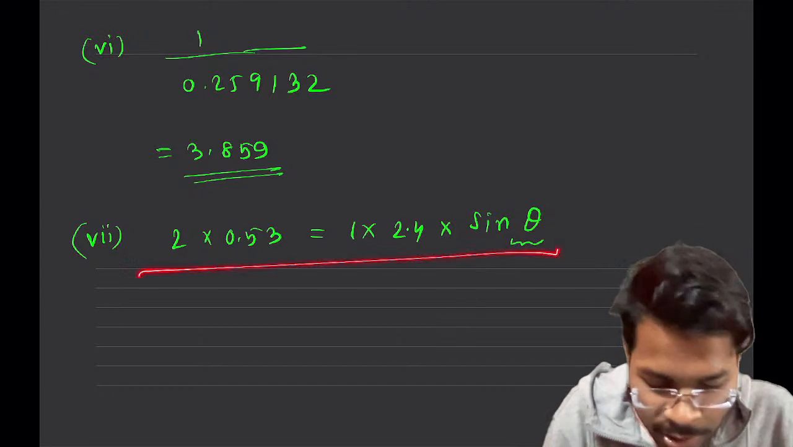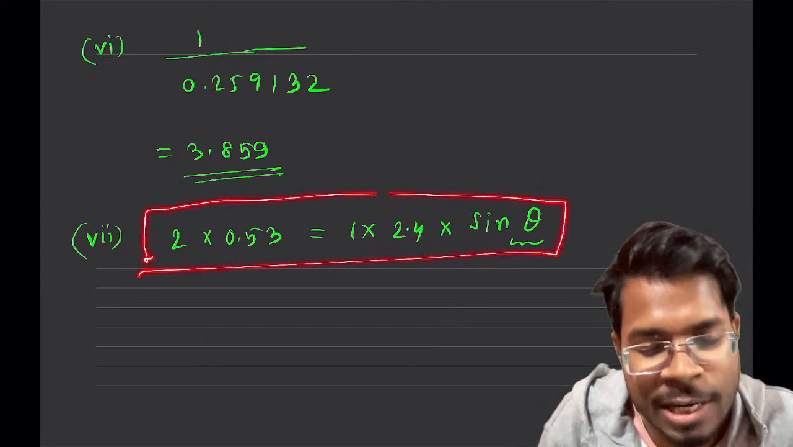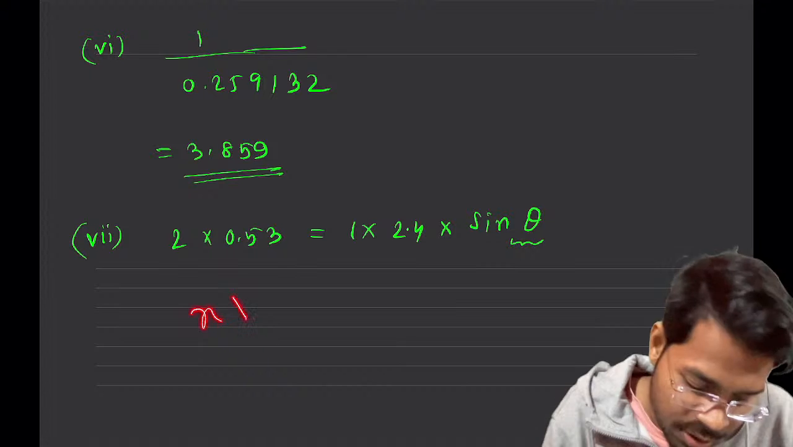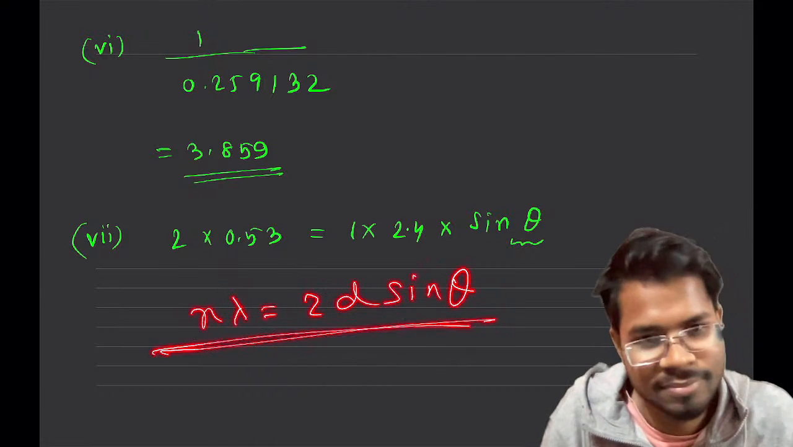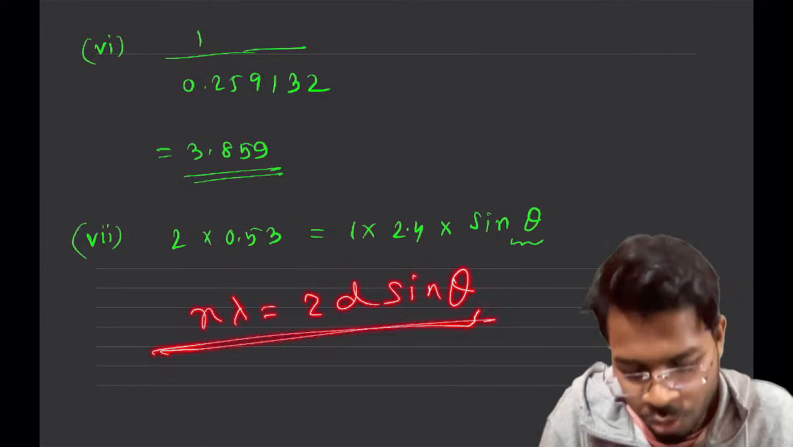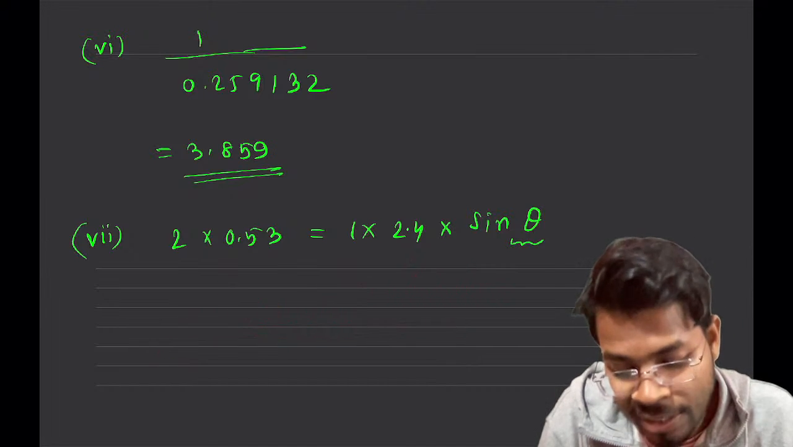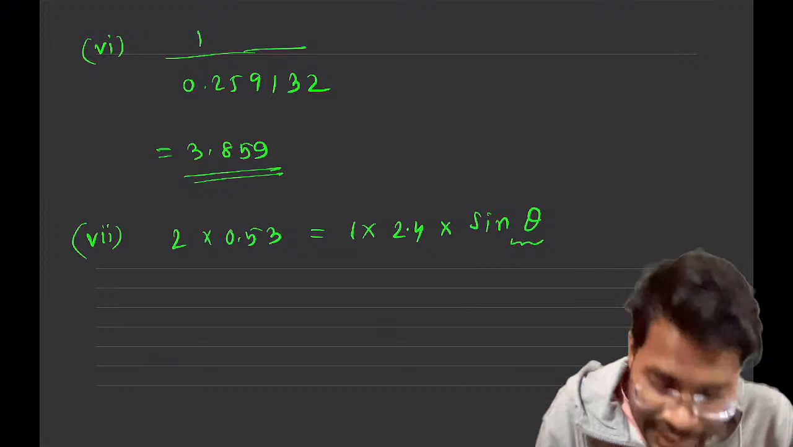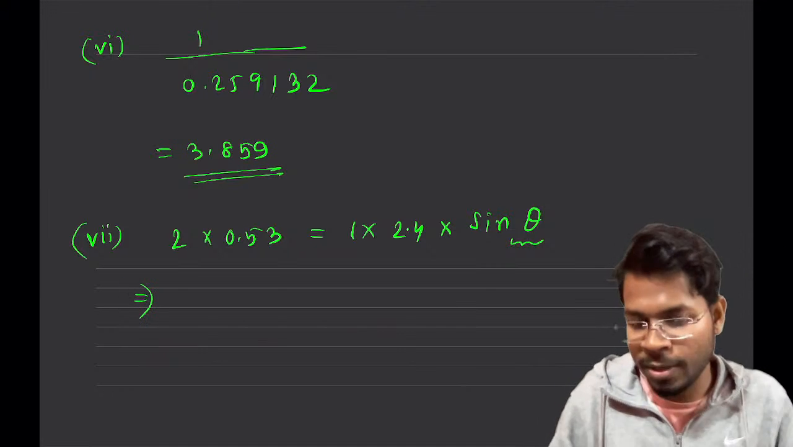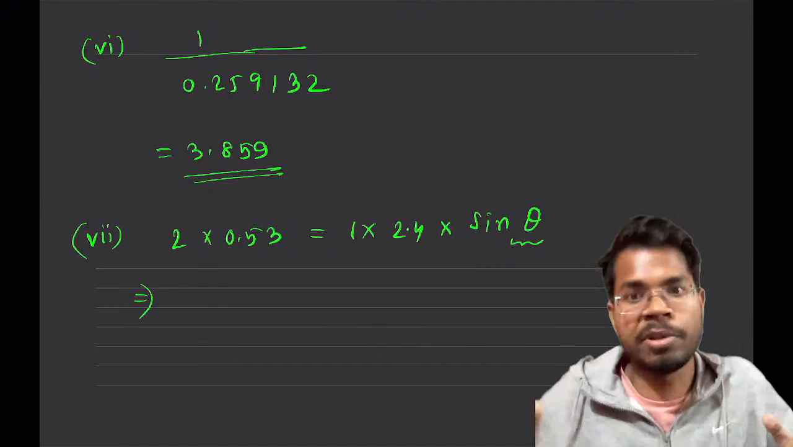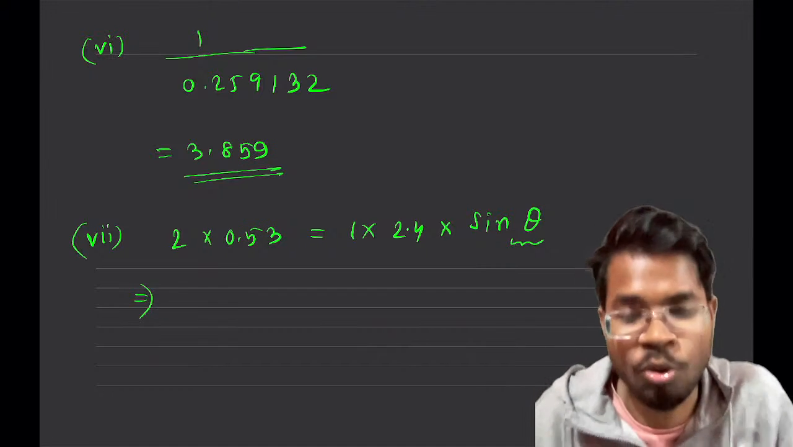Because you can face this kind of problem in solid state: n lambda is equal to 2d sine theta. Whenever anybody asks you to calculate theta, how can you do this? In that case, first of all, do something on your copy, on your notepad. Then use your calculator. Do not put everything on your calculator. You won't get any result.